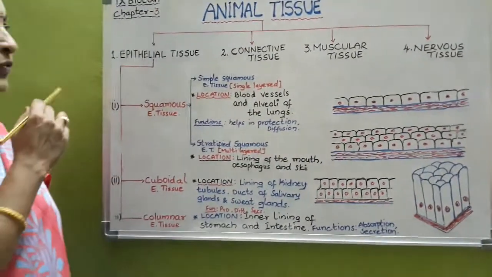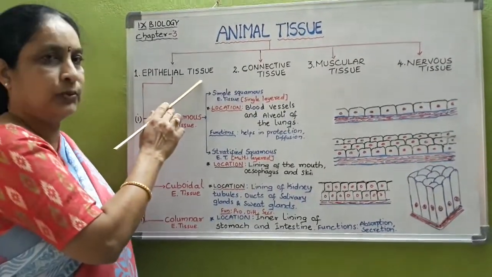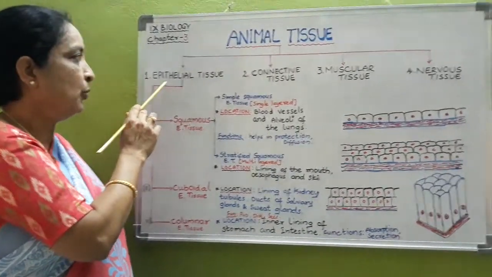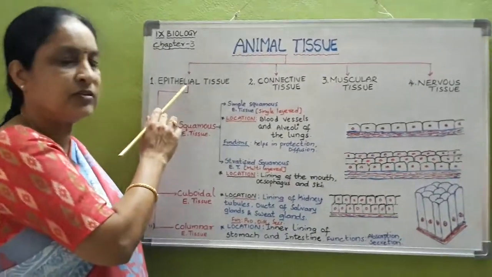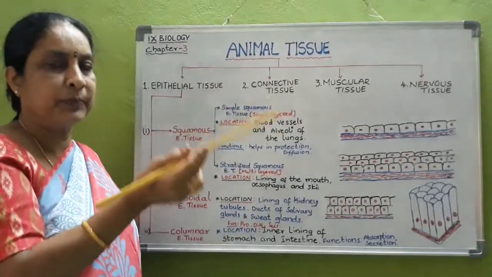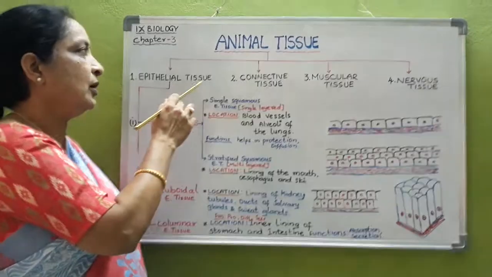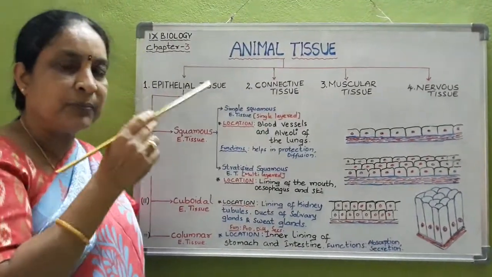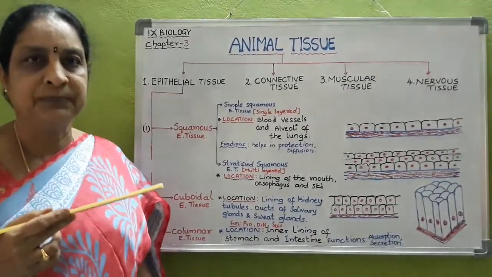What are the functions of these 4 tissues? Epithelial tissue: epi means outer, thelia means tissue. So epithelial means the outermost layer of the body or the outermost part of all the organs inside our body. This epithelial tissue protects, and it performs duties like diffusion, absorption, and likewise.